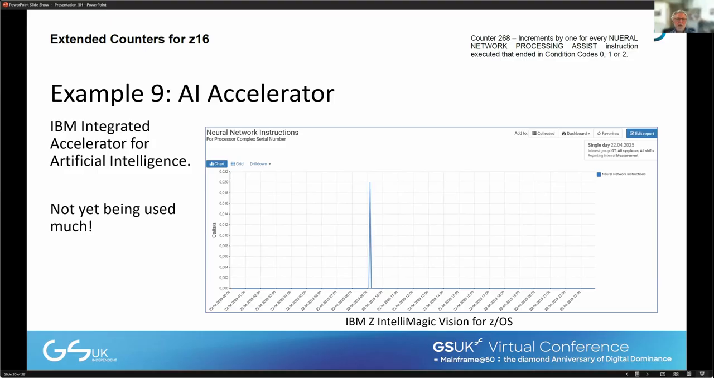Another interesting internal accelerator is the artificial intelligence accelerator. Unfortunately, it's very hard for me to find a lot of good data to show you. But what we can see here in this very, very simple, small example is, yes, it is being used, and we can see calls per second for these instructions. So this data is available in the extended counters if you're moving towards using the accelerator for artificial intelligence. You can observe how intensely you're using it.